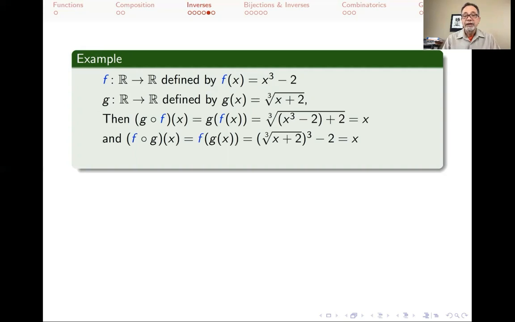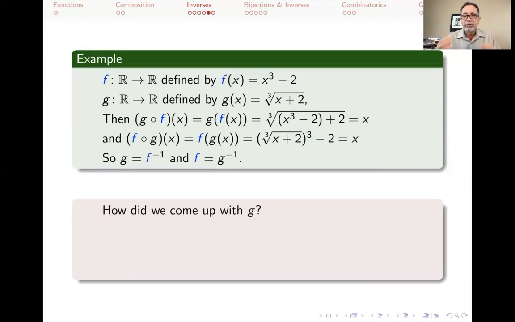And vice versa, if I do g then f, in the rule for f, wherever I see an x, I have to put g of x. f of x is x cubed minus 2. f of apple is apple cubed minus 2. f of g of x is g of x cubed minus 2. So it's cube root of x plus 2, cubed, minus 2. And that's the same as x. So this says that g is f inverse and f is g inverse.